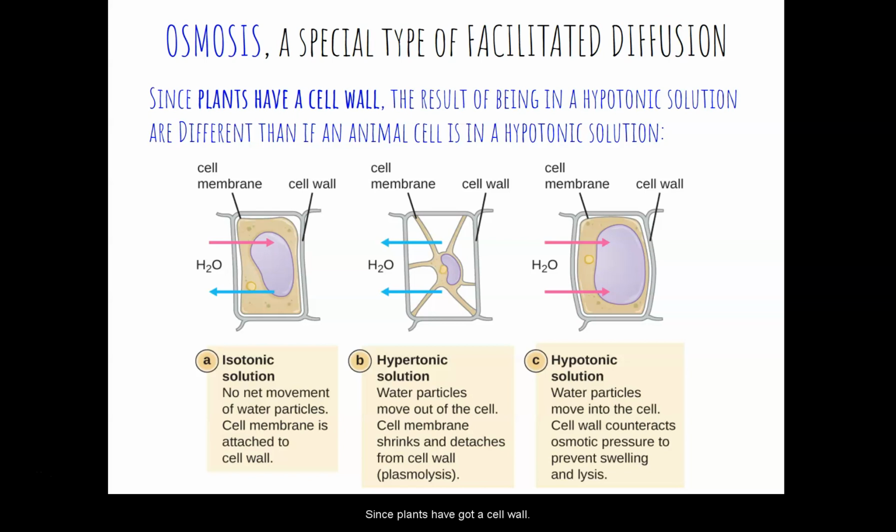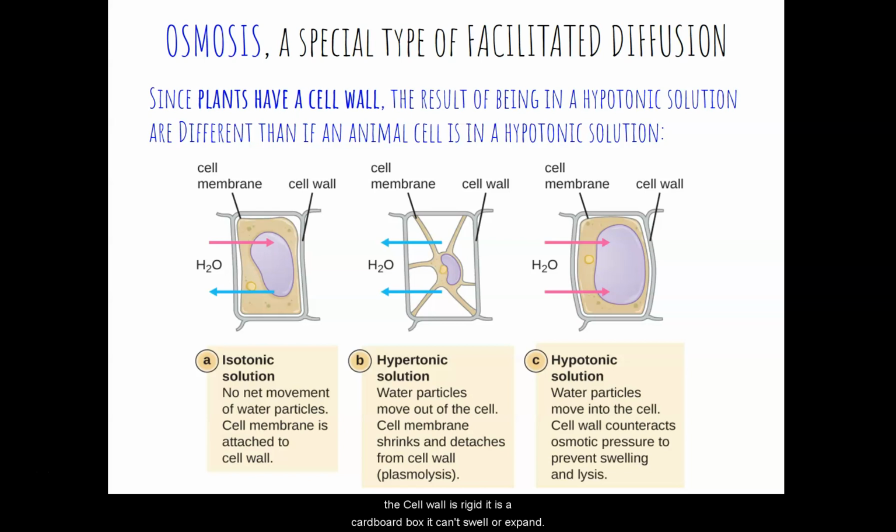Now, since plants have got a cell wall, the results of being in a hypotonic solution are different than if an animal cell is in a hypotonic solution. So if a plant is in a hypotonic solution, which means that there is pure water on the outside compared to the sugary, salty inside of the cell membrane, water will move into the cell. Now, as the cell starts to fill up with water molecules, the cell membrane is a bit stretchy and it'll expand and expand and expand.